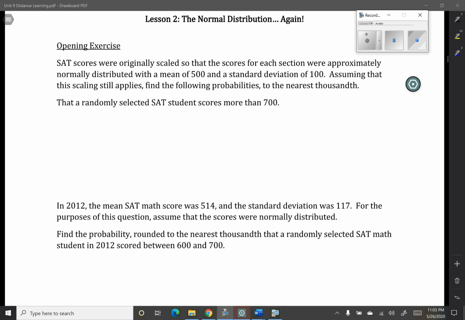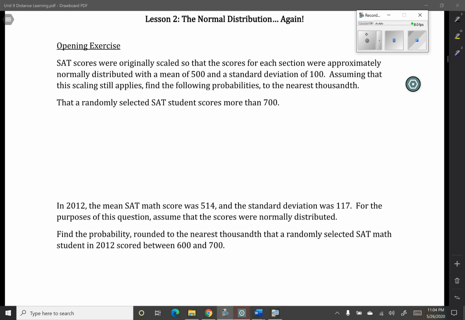All right, everybody. Welcome to lesson number 2, titled Normal Distribution. Again, we're basically reviewing the concepts that we talked about in lesson 1. We're just doing more real-life scenarios and determining more probabilities using that normal CDF button on our calculator, and just getting comfortable with normal CDF. So let's jump right into this opening exercise.